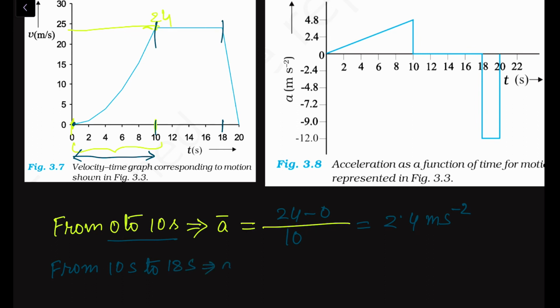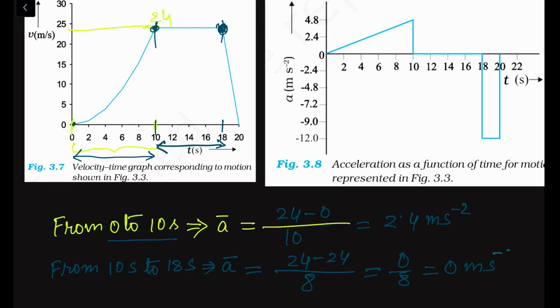So what will be the acceleration? Acceleration is equal to, the final velocity is 24 at this point. We can see at this point 24, and at the initial point also it is 24. So 24 minus 24. What is the time interval? From 10 to 18 it is 8 seconds, divided by 8. So 0 divided by 8 is equal to 0 meter per second square.